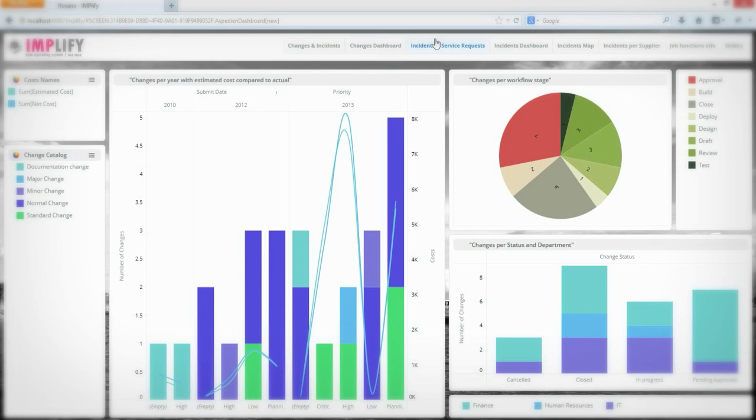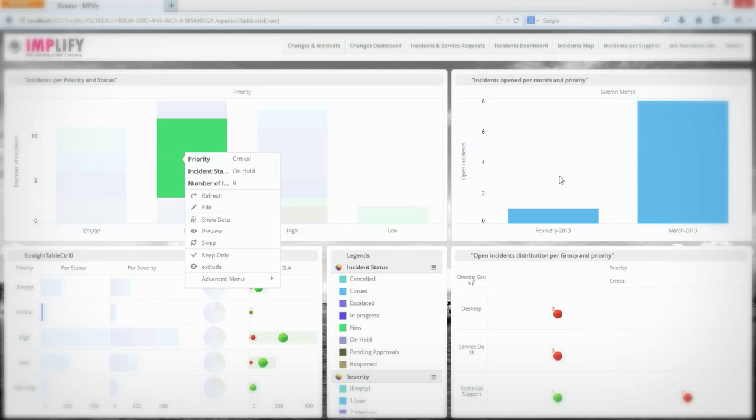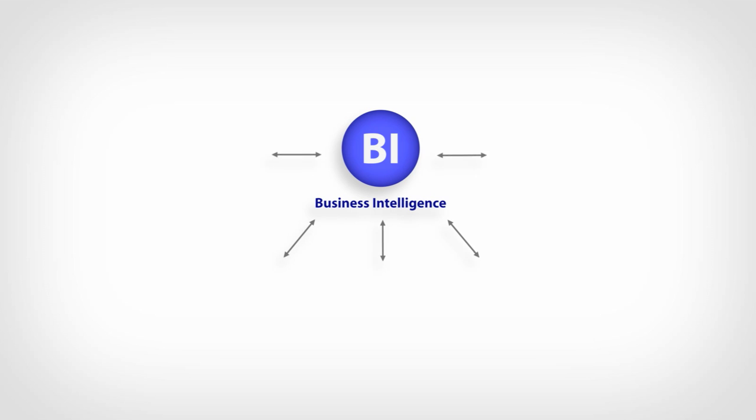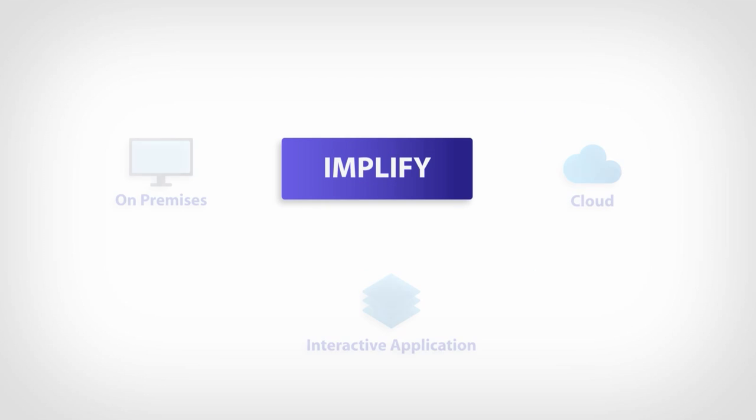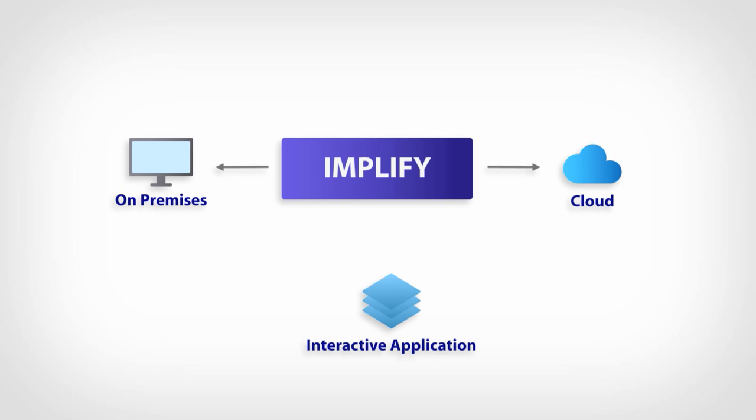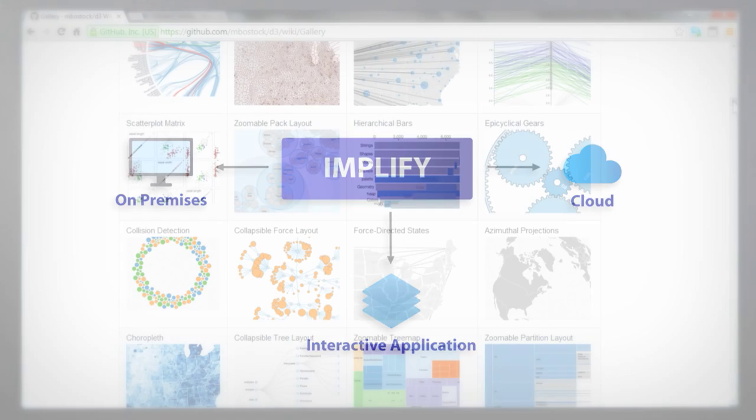We believe that business intelligence should not be limited to presenting information in reports and dashboards. We believe in a bi-directional model that turns business intelligence into an interactive application where insight is transformed into immediate action. Implify can be hosted in the cloud, deployed on-premise, or easily and tightly integrated in any application, making sense of its data.